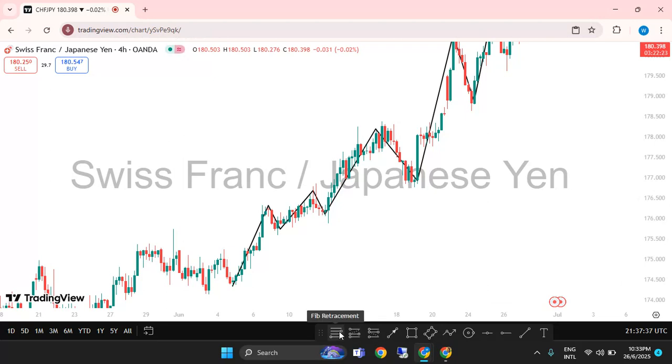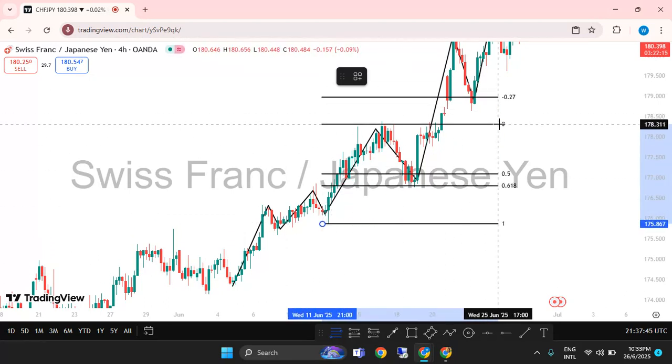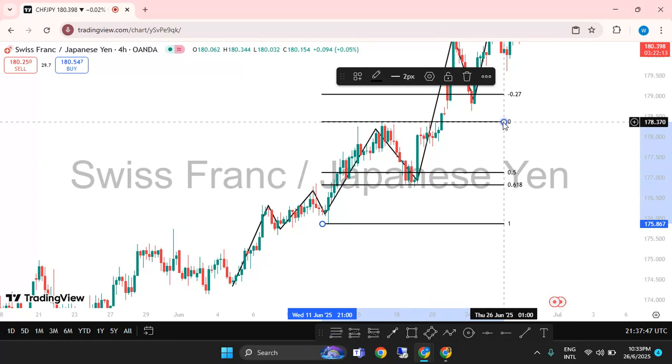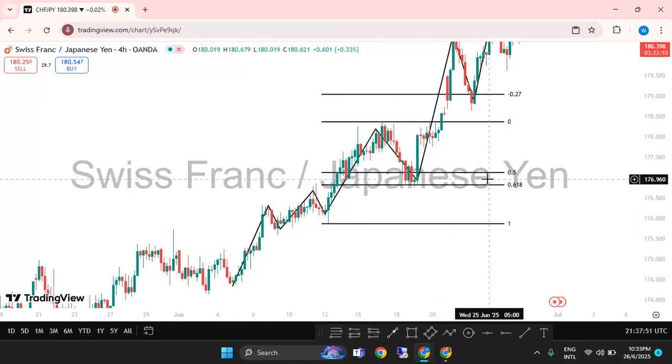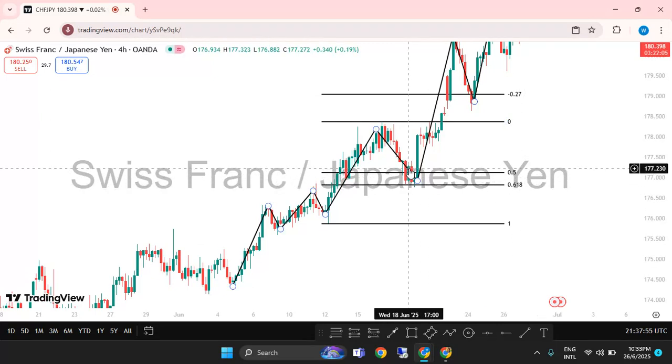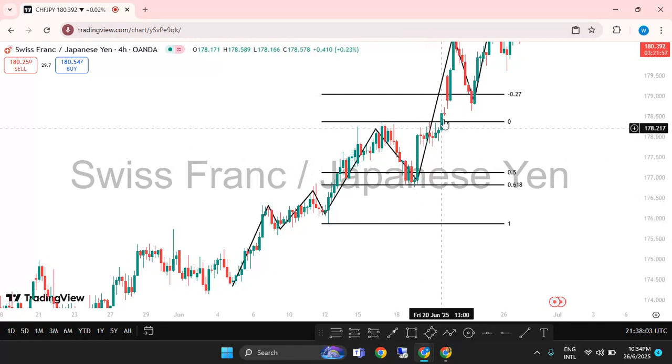Let me take my fib. This is the recent low. When we are favoring an uptrend, it's from the swing low to the swing high. Swing low to the swing high. See, price gets into the golden zone, which is 0.5 and 0.6, and made a rejection of that zone. As you can see, this bullish candle was created. See, price made rejection right from this place and started heading to the upside.